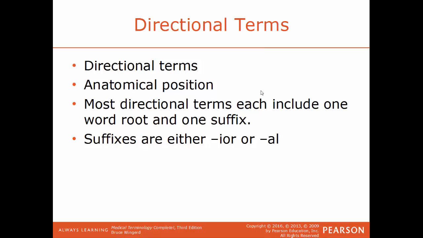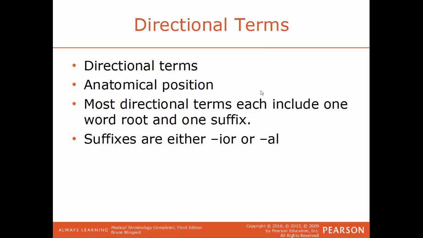All right, now we'll talk about some directional terms when it comes to the human body. Now, most directional terms will include one word root and usually one suffix. And that suffix is usually the ending "al" or "ior," like superior, posterior, distal, proximal, medial, and so on. And all these terms are based on a very standard starting position called anatomical position.